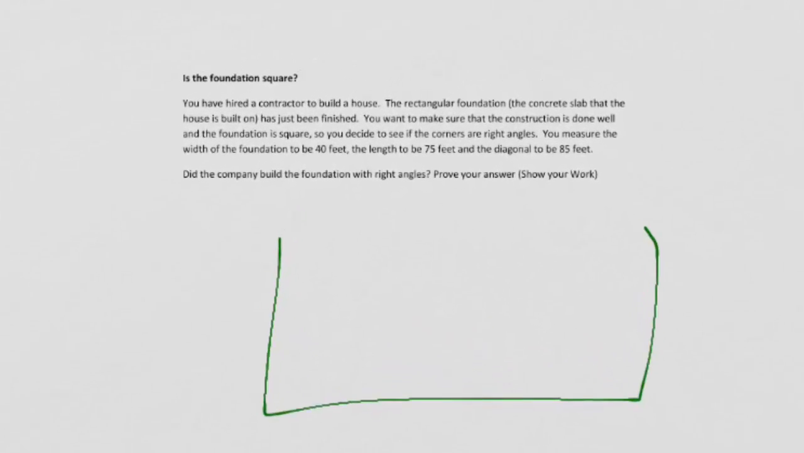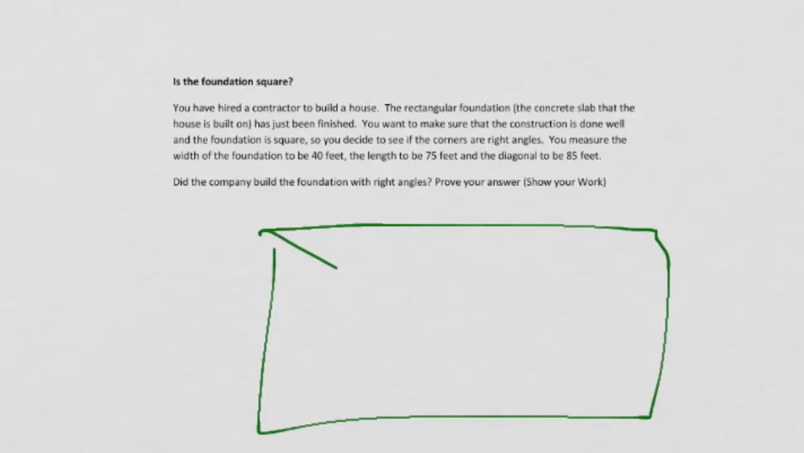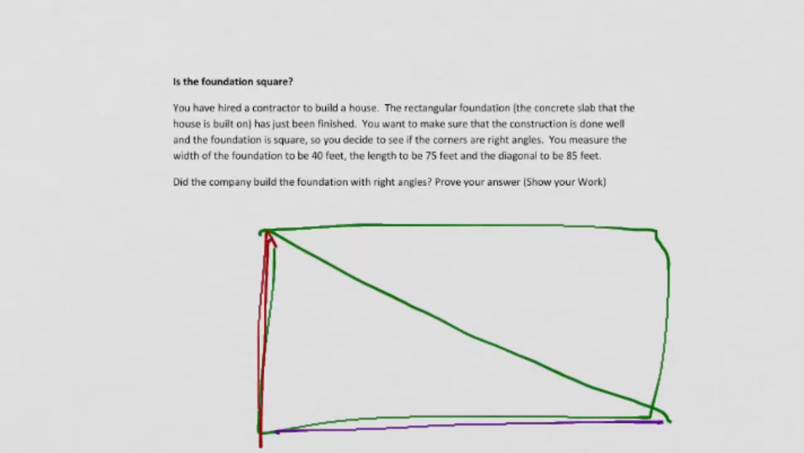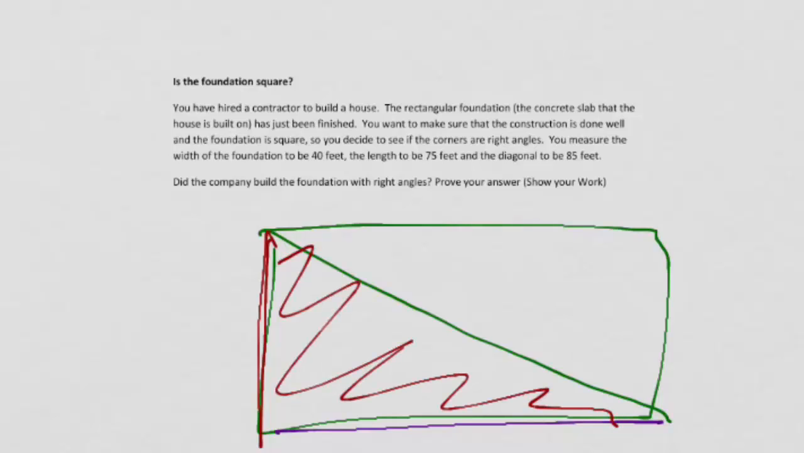The last problem that you have is talking about a foundation. You know the diagonal, you know how long the base is, and you know the height. Given all of these things, we can represent this triangle right here as a right triangle. And if the Pythagorean theorem works for that part, then we know that it is square. In other words, the vertices all have to be 90 degrees.